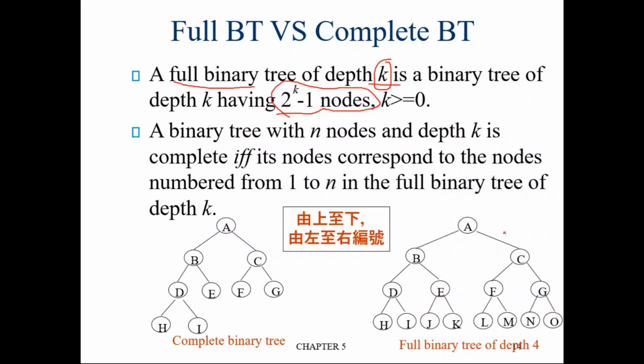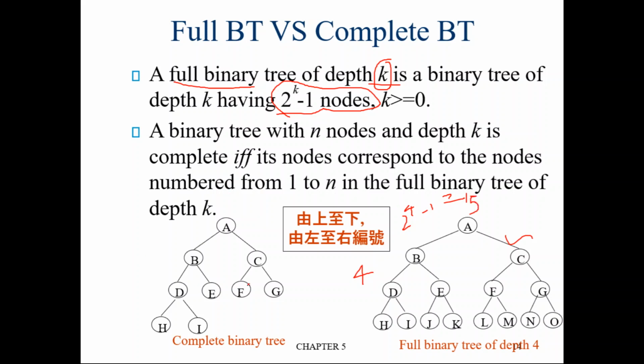So if you see this right side tree, this is a full binary tree because of how many nodes it has. What is the depth of this tree? 4, and it has 2 to the power 4 minus 1 nodes. That is, it has 15 nodes. So such a binary tree is called a full binary tree.